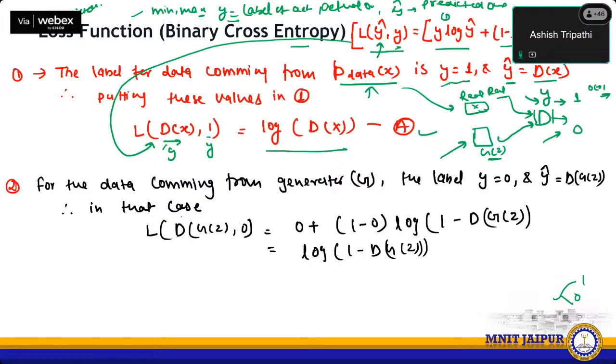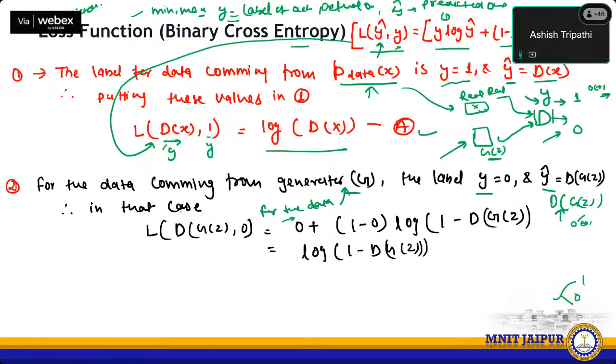So if I talk about the second source of the data, meaning the data which is coming from generator G, the actual label y is 0. And what is y hat? Y hat is whatever the input, that is D of z, that we have given to the discriminator, and it is going to produce a value between 0 and 1. So in this case, the first term will become 0 for the data coming from G, and the second term will become 0 for the data coming from the real source.